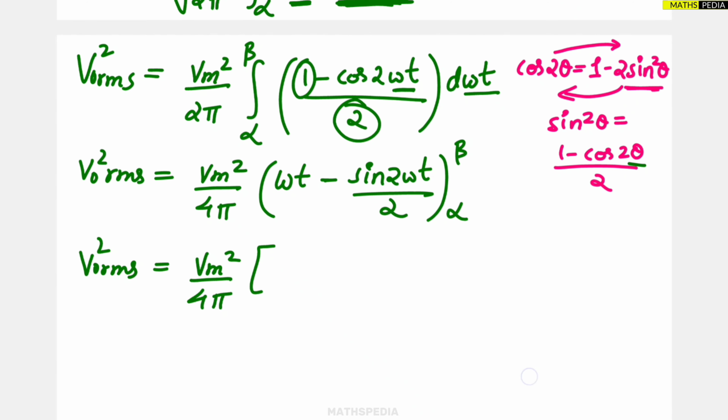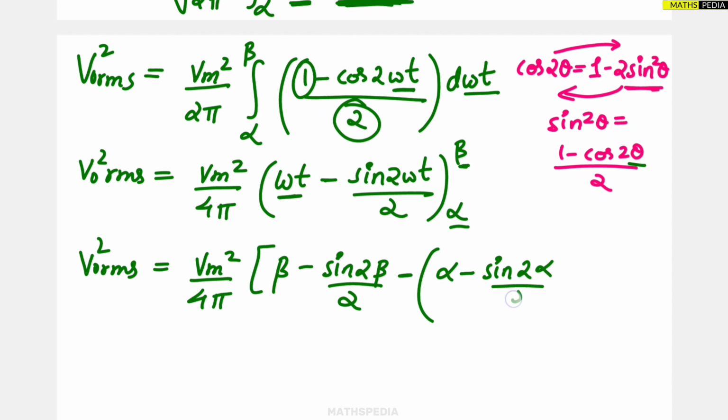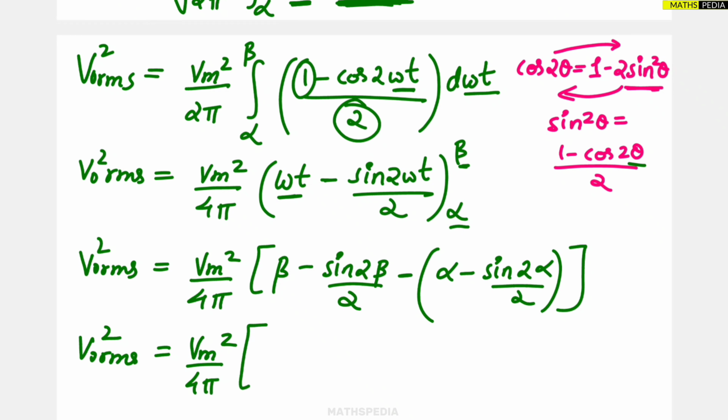So upper limit will be what? In place of omega t you have to put beta. So beta minus sine 2 beta by 2, minus, lower limit, in place of omega t, alpha: alpha minus sine 2 alpha by 2. Okay. Simplification. So V out RMS square is equal to Vm square by 4 pi. This one, beta minus alpha you can consider together. Then what is left out? Minus sine 2 beta by 2 plus sine 2 alpha by 2.